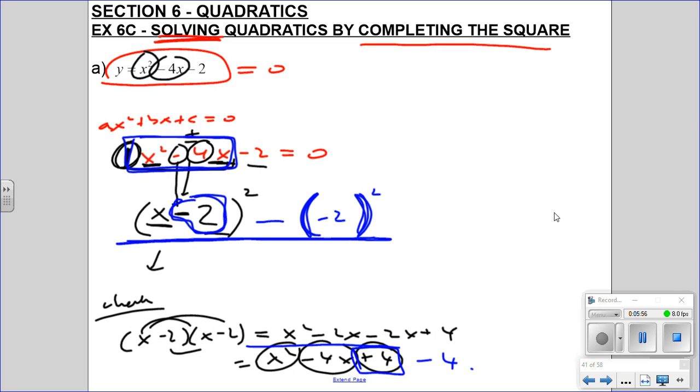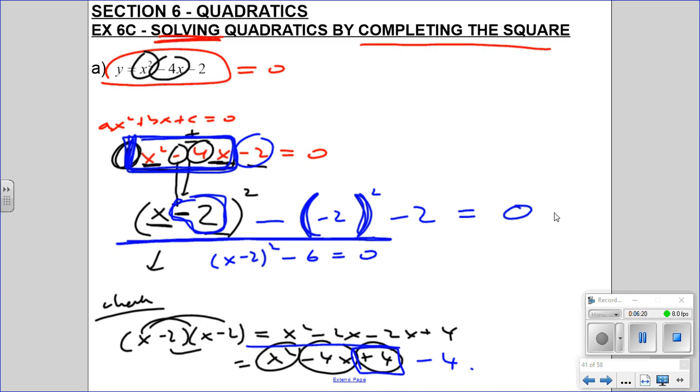So that means we have this first bit, x squared minus 4x. But there's a minus 2 on the outside. So we need to write the minus 2 on the outside as well. So let's just put that together. So we get x minus 2 all squared, minus 2 squared is 4, minus another 2 is minus 6 equals 0. So that means we have written it in the completing the square form.